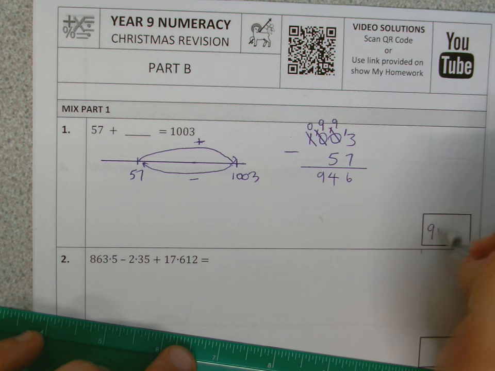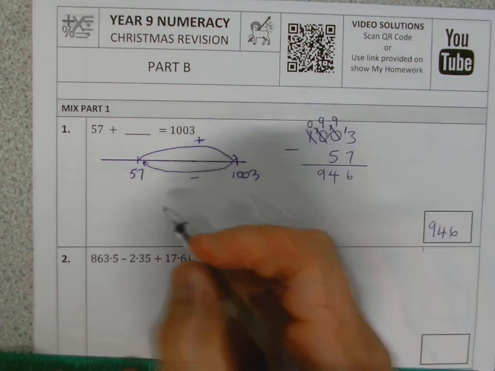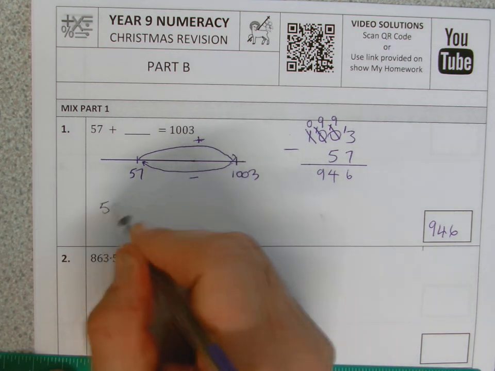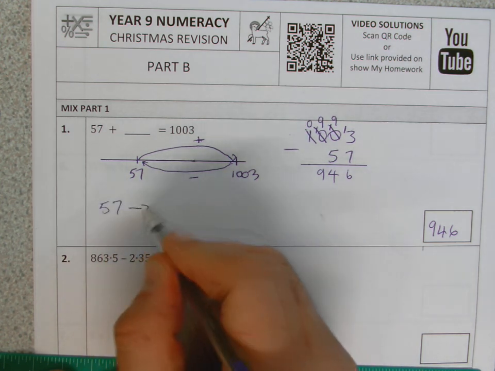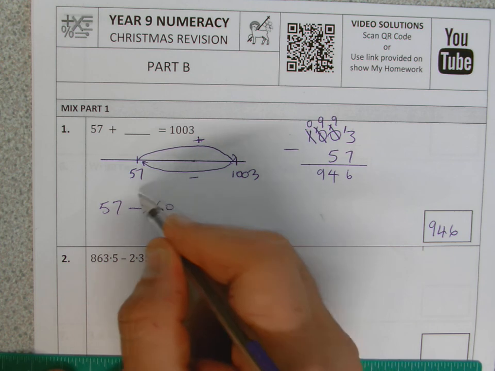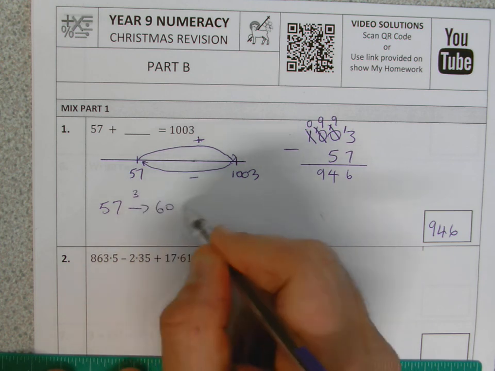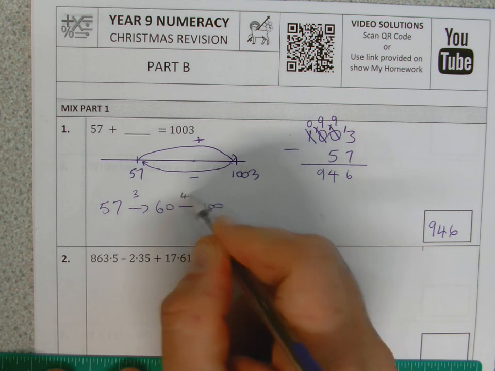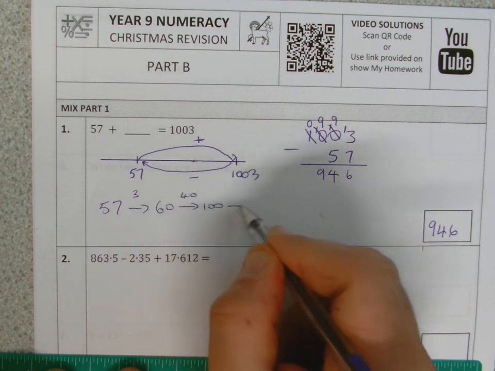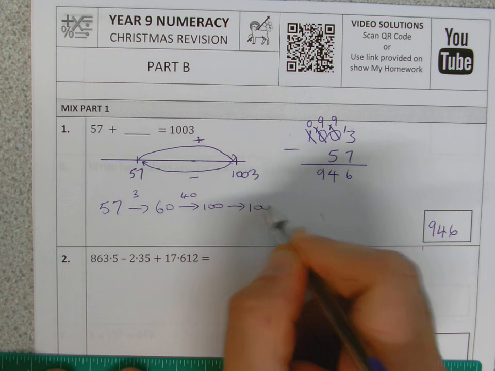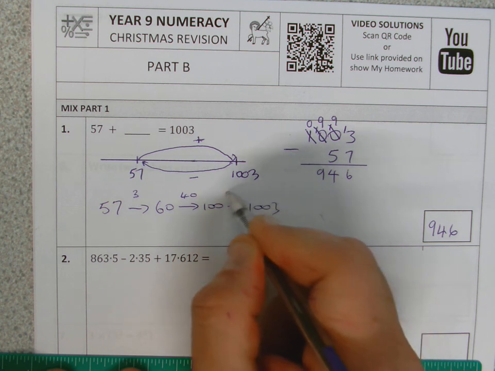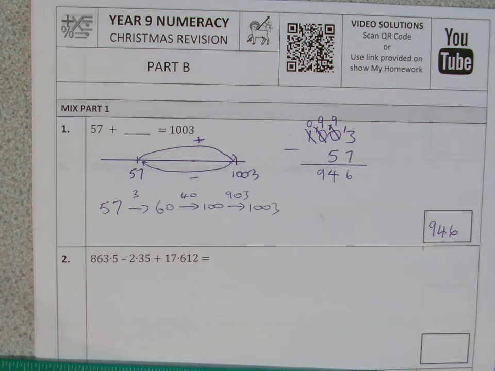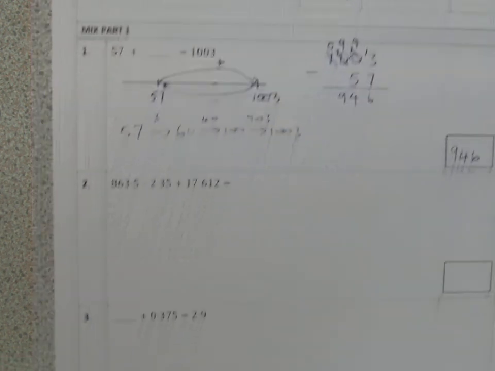Is my answer. Okay. Alternatively, right, you could actually count on as well. You could think, right, 57, all the way to, say, 60 is 3. Okay. Then from 60 to 100 is 40. Okay. And then from 100 to maybe, go straight for it, 1003 is 903. Put them together then. You can see you get 946. Okay, so lots of ways of doing this.